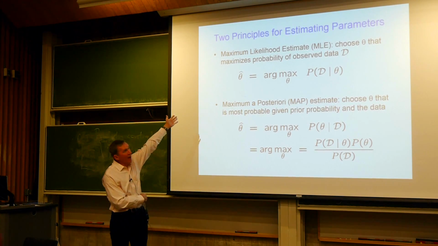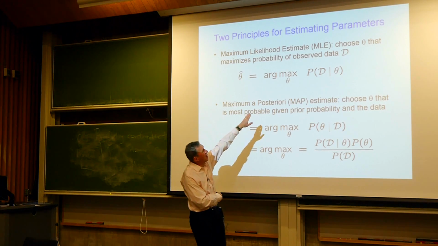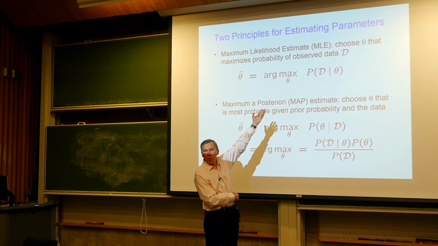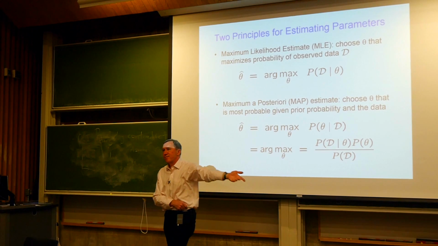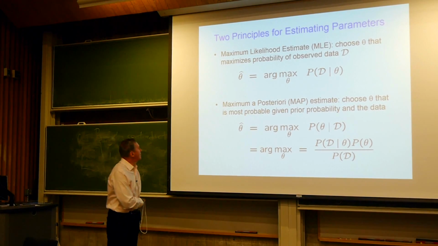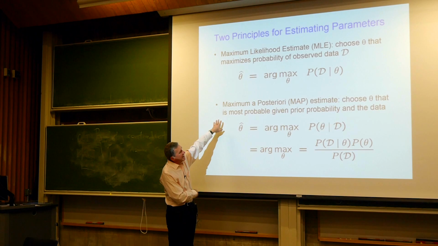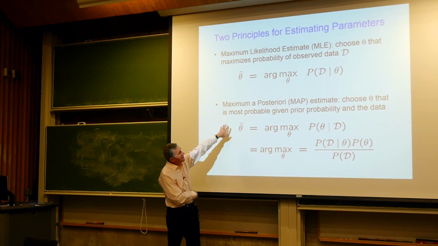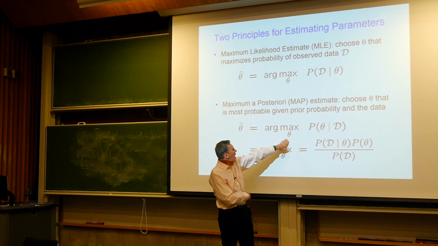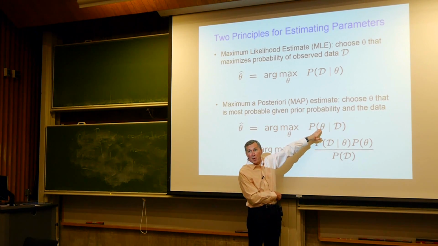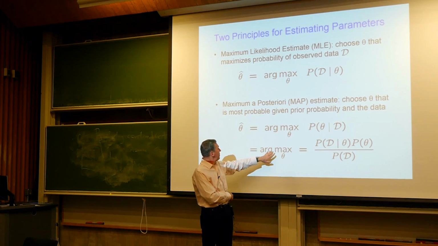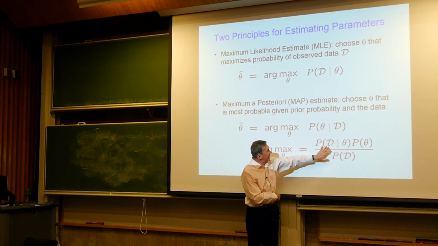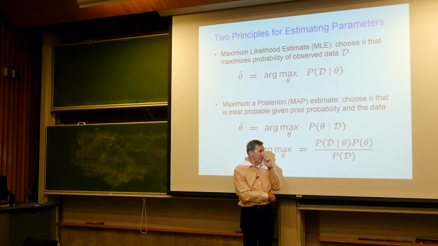Those are maximum likelihood estimates, is one principle, which says that we want to choose the parameters theta, that's what we're trying to learn, in a way that maximizes the probability of the data, given theta. The second principle, which is very much like that, says, well, actually we want to choose the theta which is itself most probable given the data. And we know by Bayes' rule that this quantity equals this quantity. That's what Bayes' rule says.